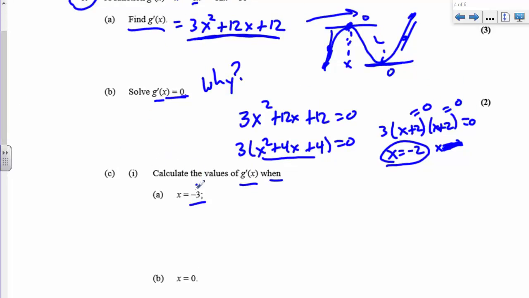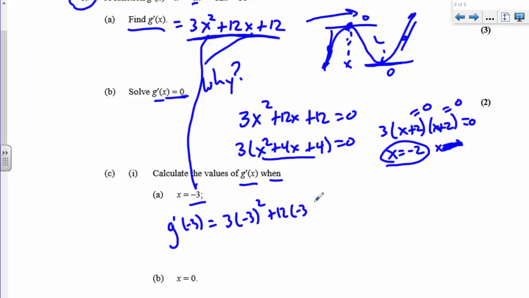They just want me to plug in the value -3 into what? Into these x's right here. So I'll do that obligingly. g prime of -3 is equal to 3 times (-3) squared plus 12 times -3 plus 12. This will be 9 times 3, which is 27, minus 36 plus 12. 27 minus 36 is -9, plus 12. This will equal 3. All right, so that's the answer for this question.